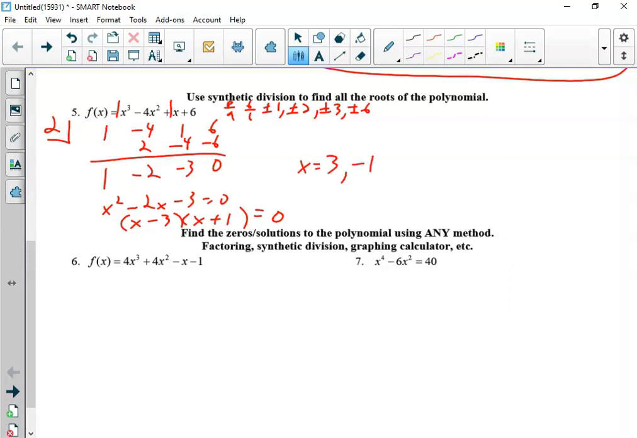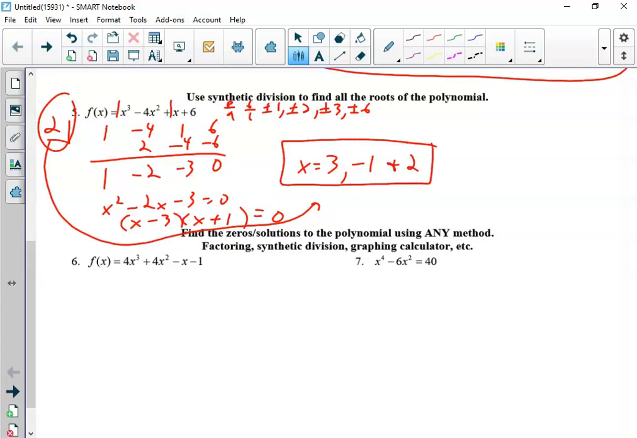And that's where people tend to stop. Don't forget to bring this over. And 2. Okay? Now, just to show you, you can fast forward this part if you want. But let's say I would have chosen instead 3. It would have still worked out.